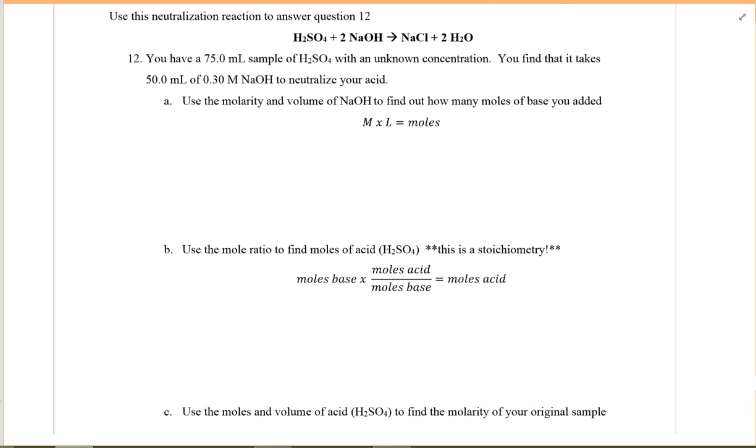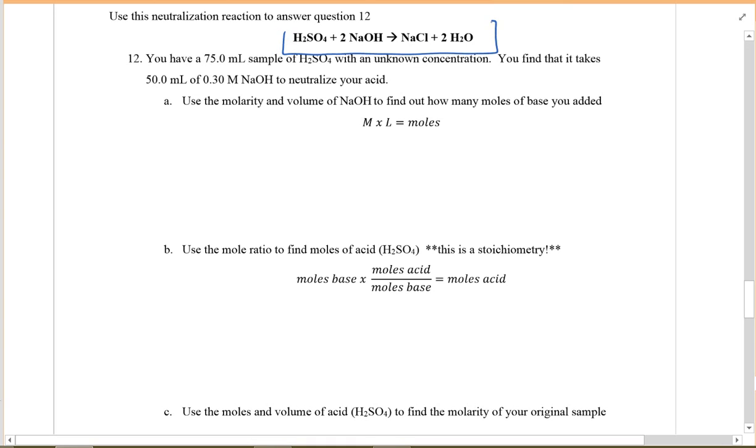So first step is to find your balanced chemical equation. In this case the problem is giving us the balanced chemical equation. Sometimes we might need to write that out, so you want to predict the products and then use coefficients to balance that equation.